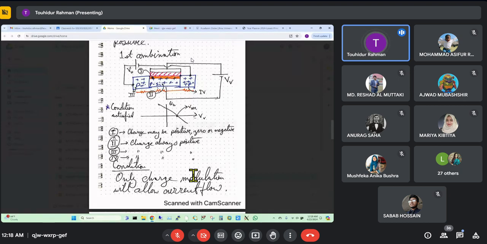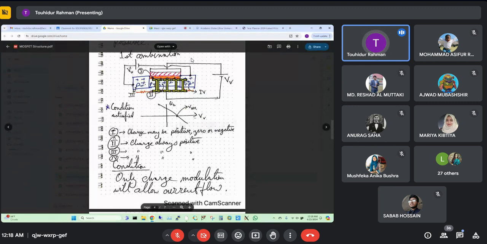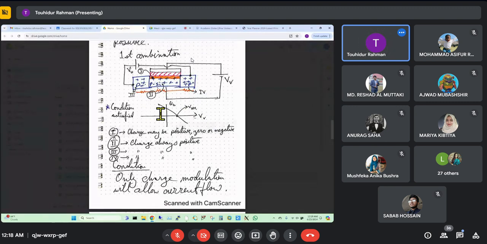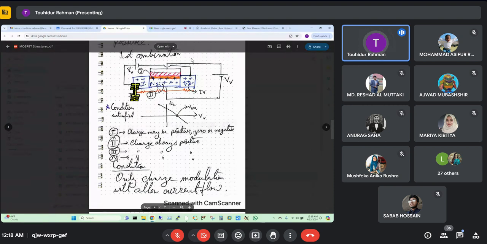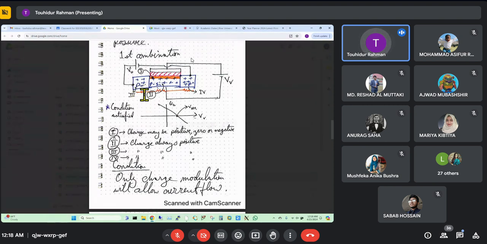Let me try to explain what it means. If we look at this structure, we have P, P, and P, so all are the same kind of material, which means there will be no junction. Region 3 can be represented by a resistance. Region 2 can be represented by a resistance. Region 4 can also be represented by a resistance.